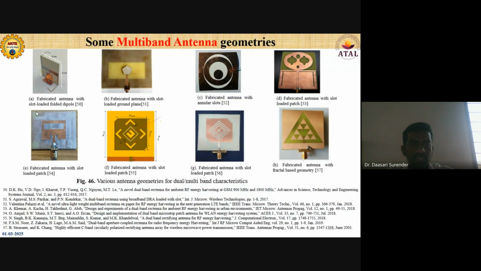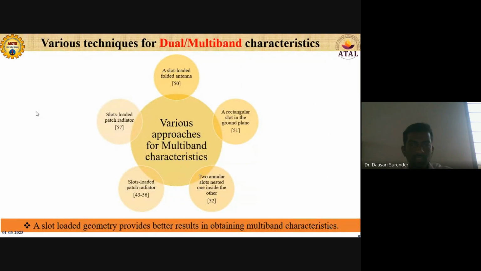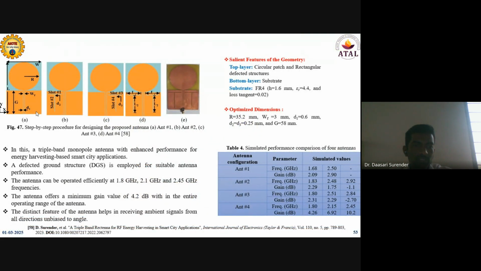And now multiband antenna configurations. Some of the geometries were presented for achieving multiband characteristics. And here various approaches to achieve DRA multiband characteristics were given in the diagram, showing that a slot loaded approach provided better results in obtaining multiband characteristics. And this is one of the articles.